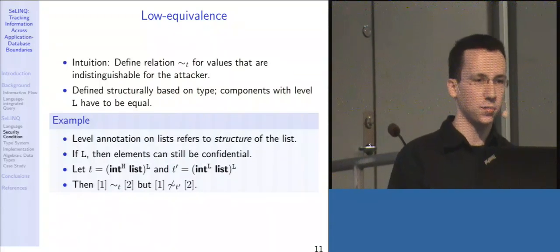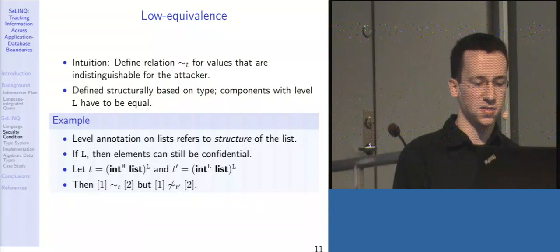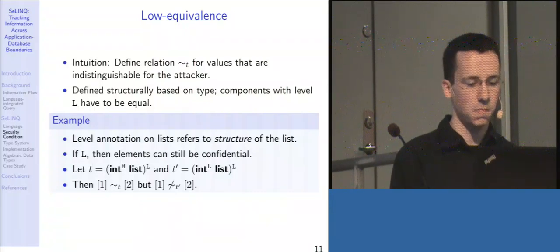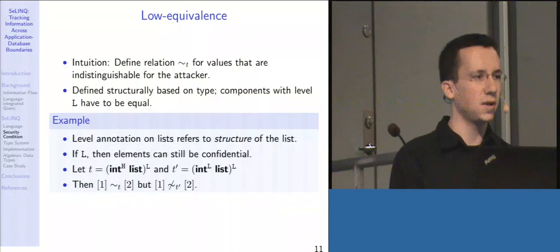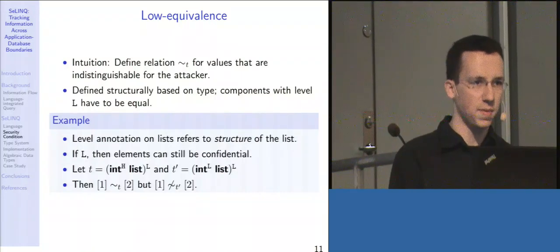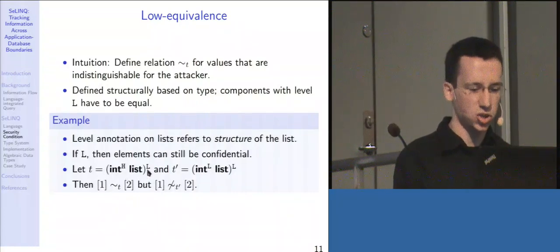classified as low, then they have to be actually equal for the attacker to view them as equal, and if they are considered high, then they might differ. Or for lists, for instance, the level would refer to the spine of the list being confidential or not. So even if you have a public spine, then the elements might still be confidential. So if you have this type where the elements are private and the structure of the list is public, then those two lists would be related because they do have the same length.